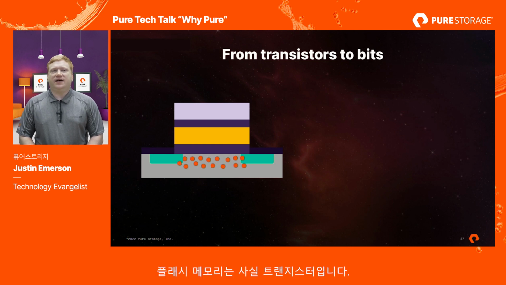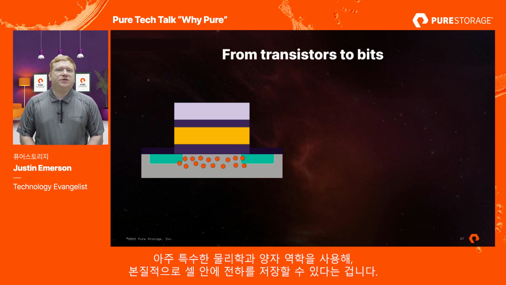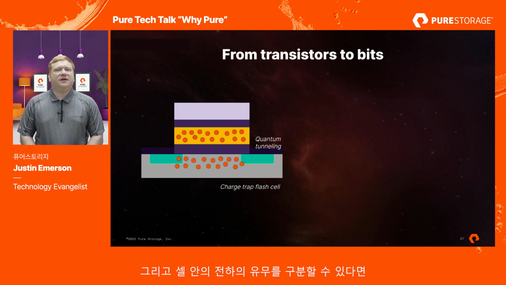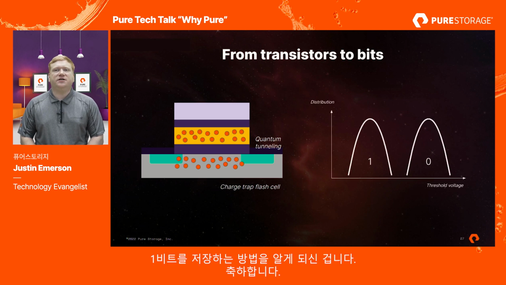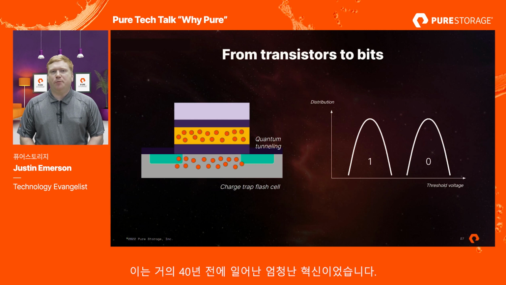Flash memory is really just a transistor. It's the same as any other transistor, but what makes it special is that using some very special physics and quantum mechanics, you can essentially store a charge inside a cell. And when you do that, you can then measure whether that charge is there or not. And if you can measure if there's a charge inside that cell, congratulations, you've figured out how to store 1 bit. And this was a huge breakthrough that happened almost 40 years ago.